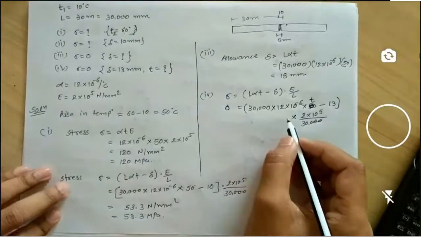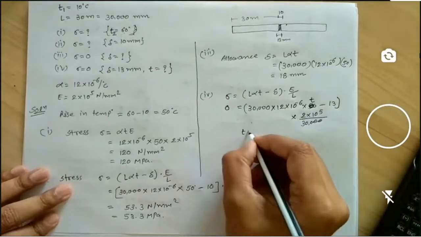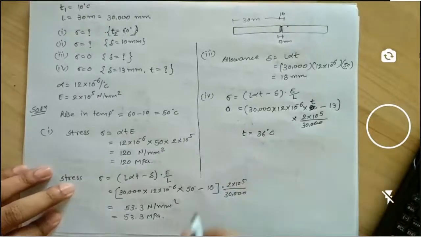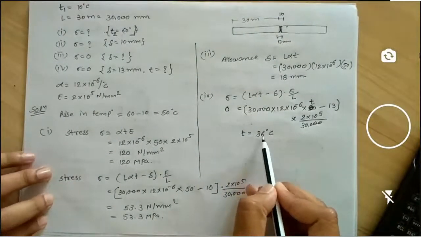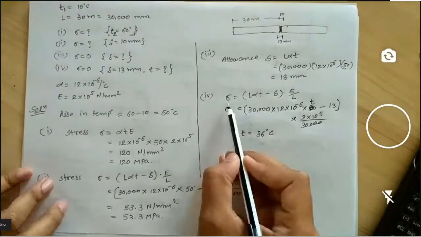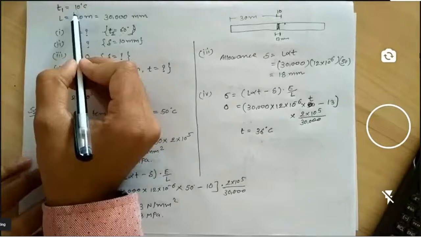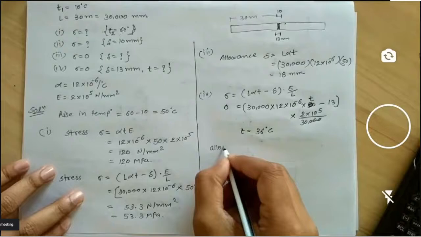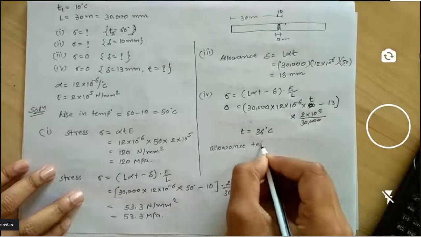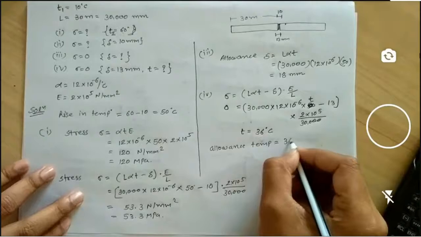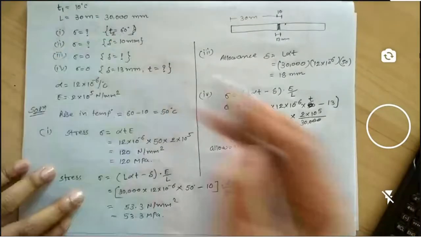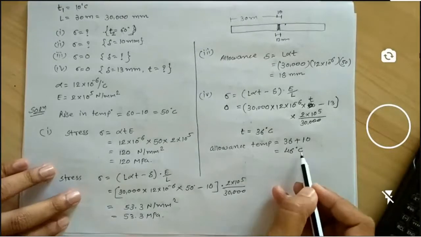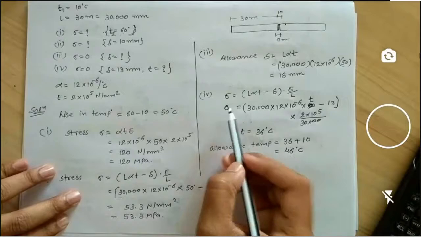So if you calculate this term, you get T is 36 degrees Celsius. Now, for changes up to 36 degrees Celsius, there are no stresses, but the initial temperature is 10 degrees Celsius. So if the temperature is increased, 36 plus the initial 10 degrees, so up to 46 degrees Celsius, no stress is generated if we provide the 13 mm gap.